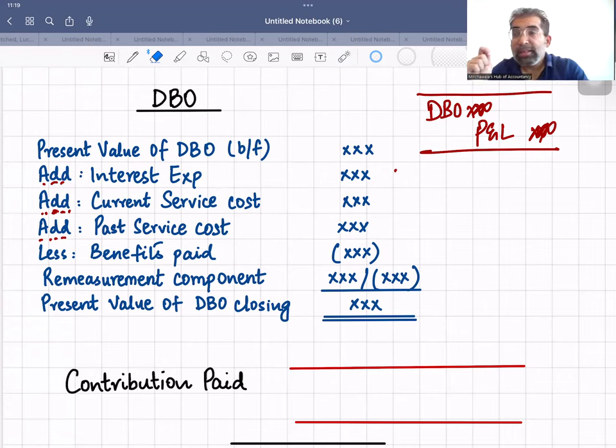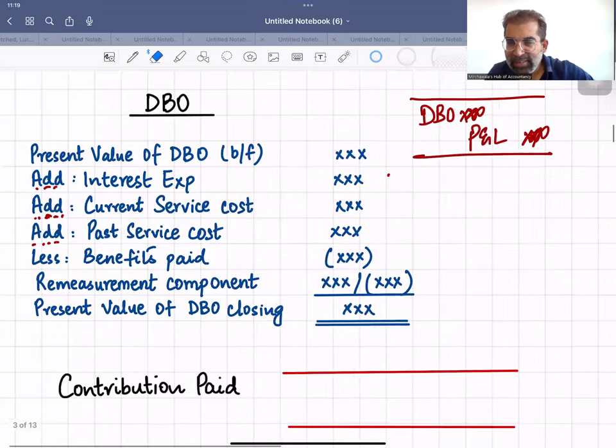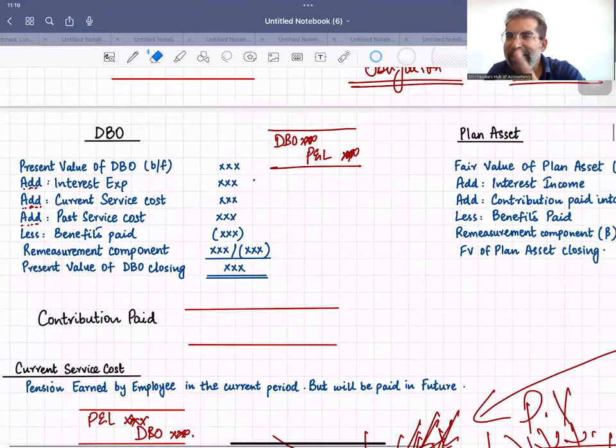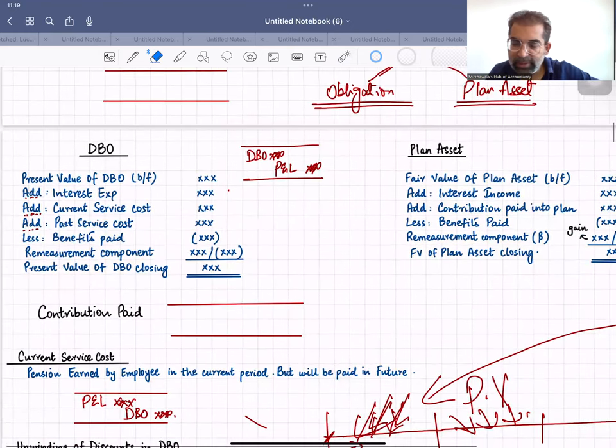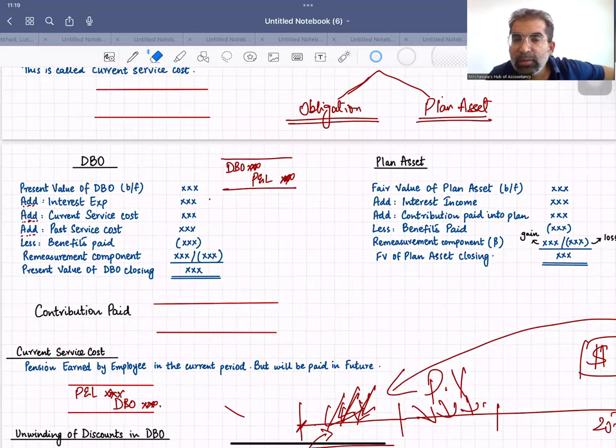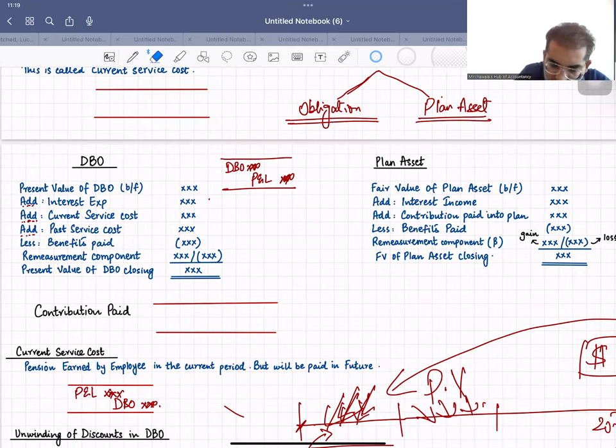Normally when we pay the benefits, our liability will go down. When the benefits are paid, the liability will go down. But we never pay the benefits from our own pocket. We have a separate plan asset account. We have already done the preparation. Can you see the plan asset account? So what entry do we make for benefits paid?